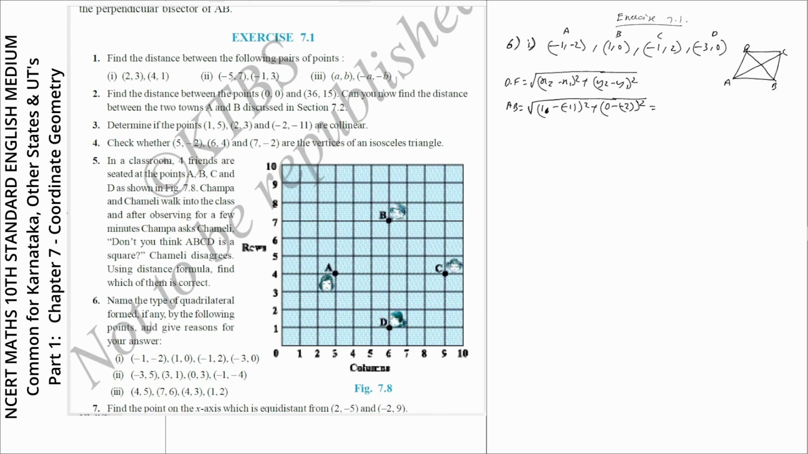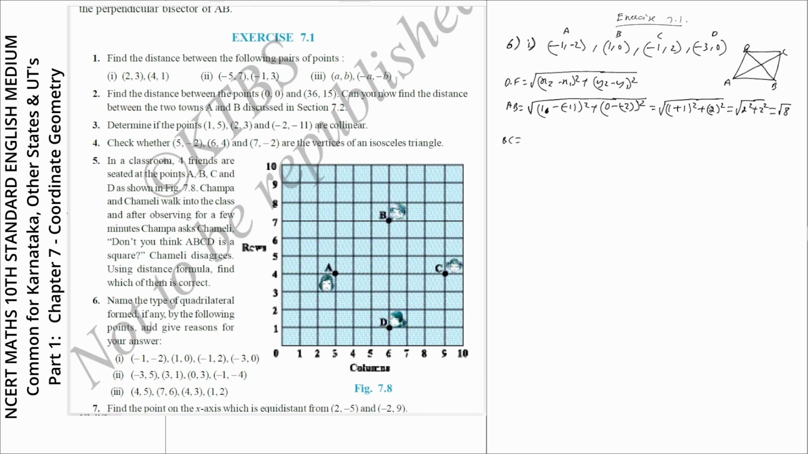So this is equal to square root of, minus of minus 1 is plus 1, so plus 1 the whole square, plus here 0 minus of minus 2 is plus 2, so plus 2 the whole square. So I'll get 2 square plus 2 square, so 2 square plus 2 square is 4. So I'll get square root of 8 as the answer.